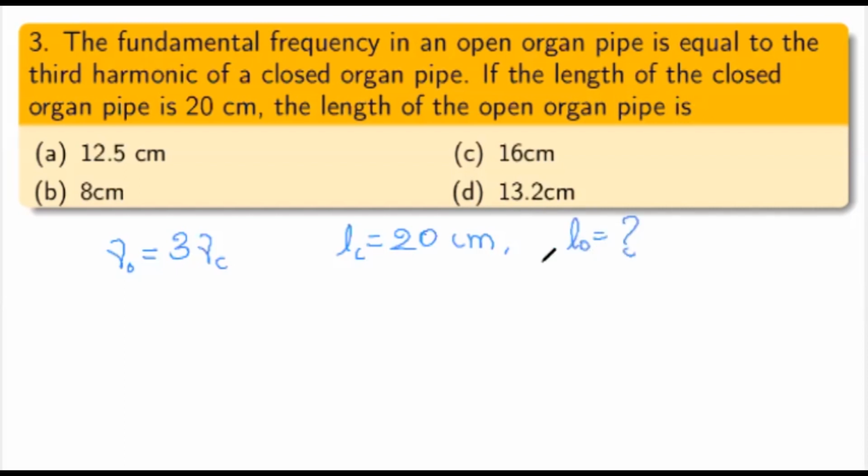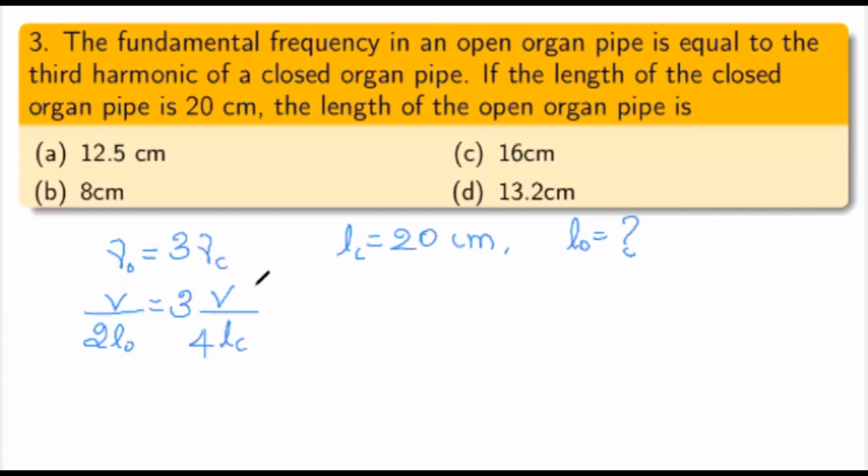L0. So we can substitute for the fundamental frequencies in the open and closed organ pipes, and we can solve for these lengths. In an open organ pipe, the fundamental frequency is given by the velocity of sound V divided by, since both the ends are open, 2 times L open, which equals 3 times the fundamental frequency in a closed pipe, V divided by 4 times the length of the air column LC. Now we shall solve for L0.